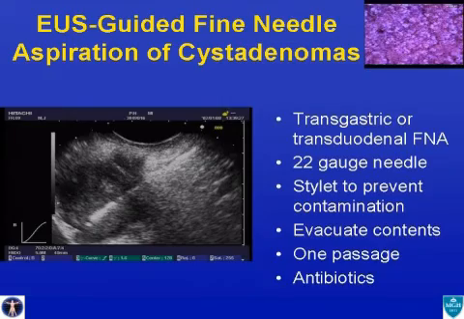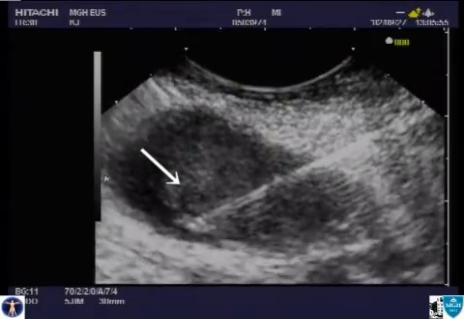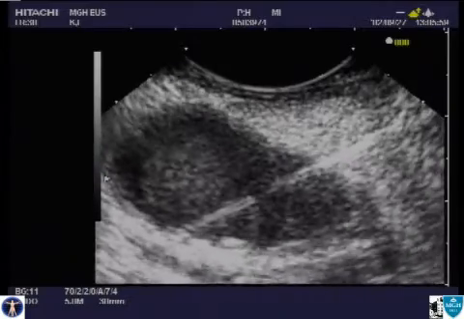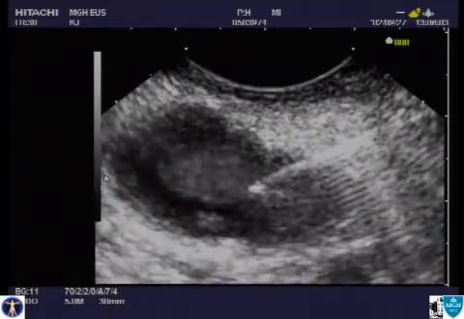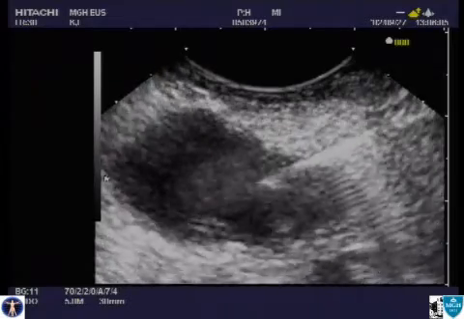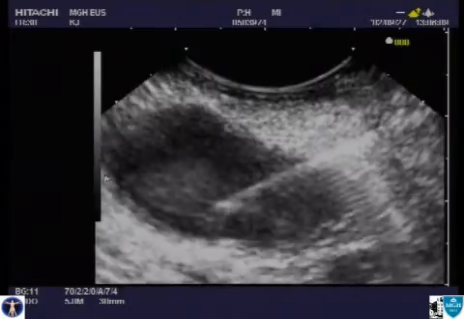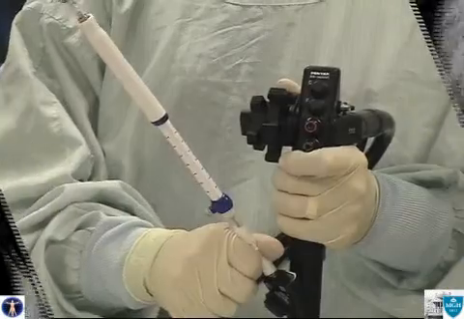This procedure usually is performed from a gastric or duodenal location using a 22-gauge needle and aspiration of the lesion, usually using one passage of the needle. One can see the needle now moving to and fro within the cystic cavity. On careful examination, one can see a small collection of mucoid material adherent to the tip of the needle. At times this interferes with the successful aspiration of the fluid.